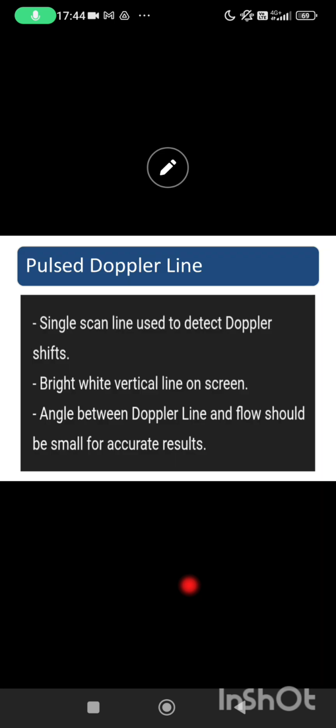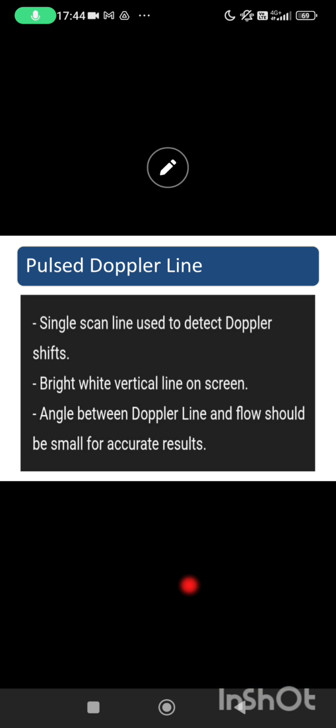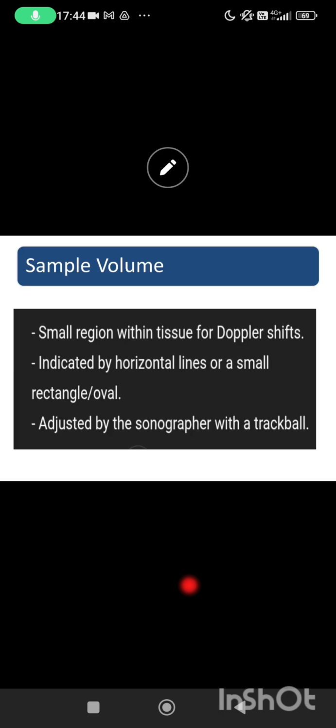Tasveen. Alright, so now basically there's only a single scan line used to detect the shift. Alright, and it appears as a white vertical line on the screen. Okay, and to ensure the most accurate results, the angle between the Doppler line and the blood flow should be as small as possible. Okay, very good.